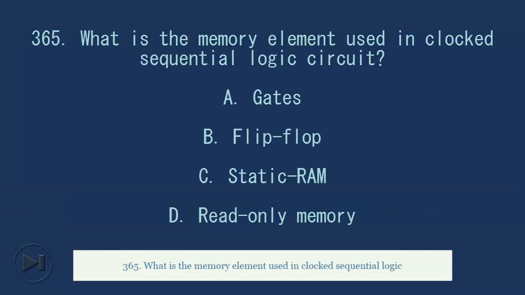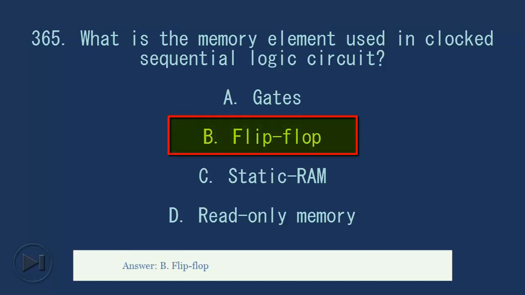365. What is the memory element used in clock sequential logic circuit? A. Gates. B. Flip-flop. C. Static RAM. D. Read-only memory. Answer, B. Flip-flop.